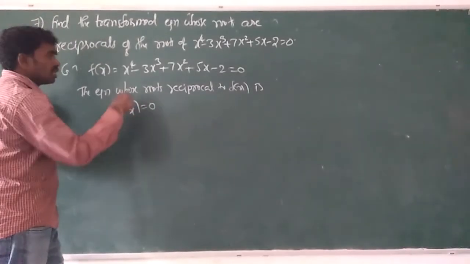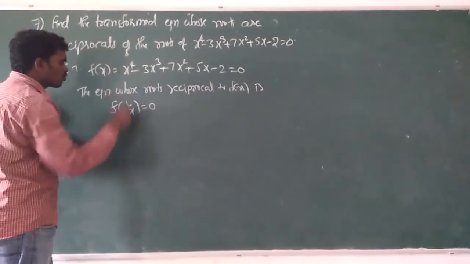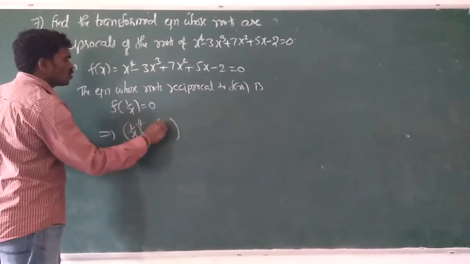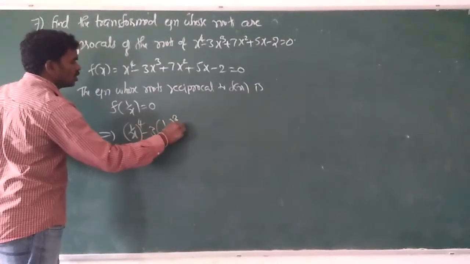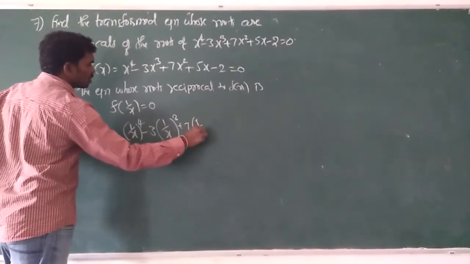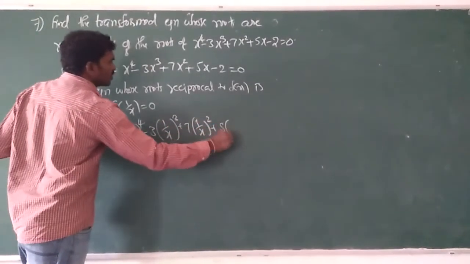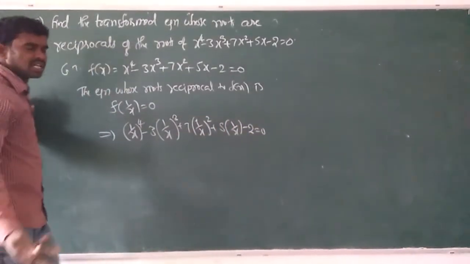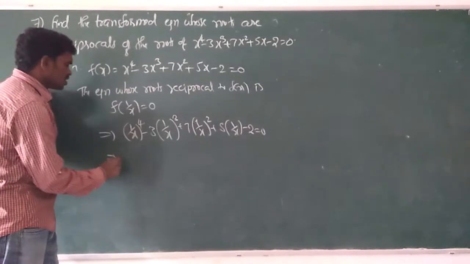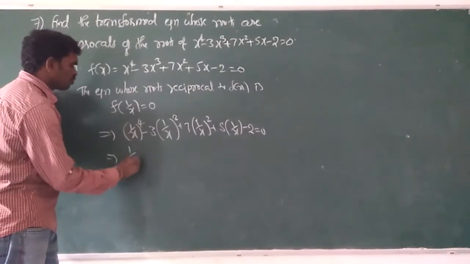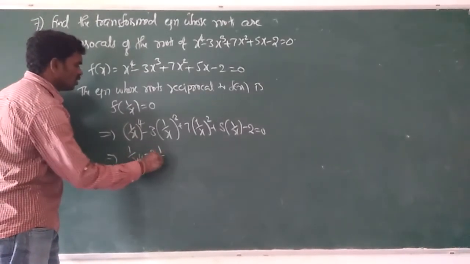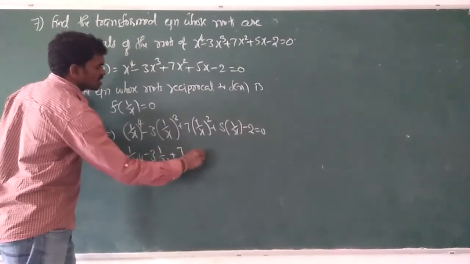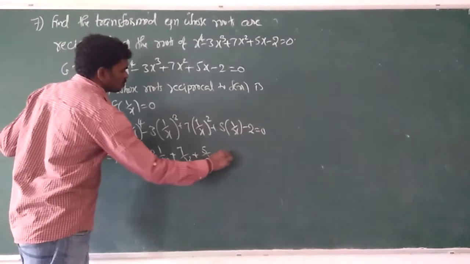That means replace x by 1 by x. So x power 4 becomes 1 by x power 4, minus 3 into x cube becomes 1 by x cube, plus 7 into x square becomes 1 by x whole square, plus 5 into x becomes 1 by x, minus 2 equal to 0. By solving this we can get the answer. That's it, very simple. So x power 4 becomes 1 by x power 4, minus 3 into 1 by x cube, plus 7 by x square, plus 5 by x, minus 2.